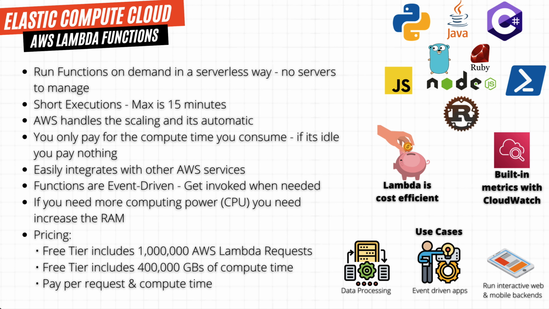So, what kind of languages does Lambda support? Well, it supports Python, Java, C#, Golang, Ruby, JavaScript, Node.js, PowerShell, and it also has custom support through an API for languages like Rust. So, what are some of the use cases? Well, we can do things like data processing, real-time file processing, stream processing, and event-driven applications.